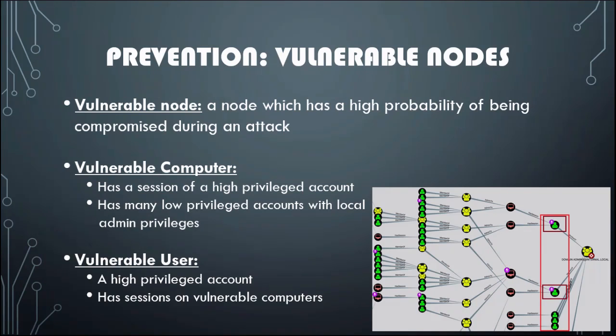The second type of vulnerable node is a user node. This is a node that represents a user that has high privileges in the environment, and it has a session on at least one vulnerable computer. So if a user has sessions on more vulnerable computers, we'll consider the user as more vulnerable in the environment.